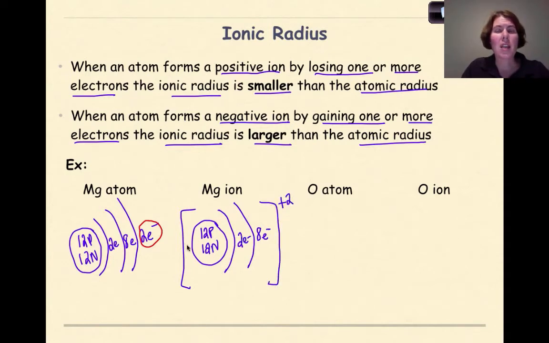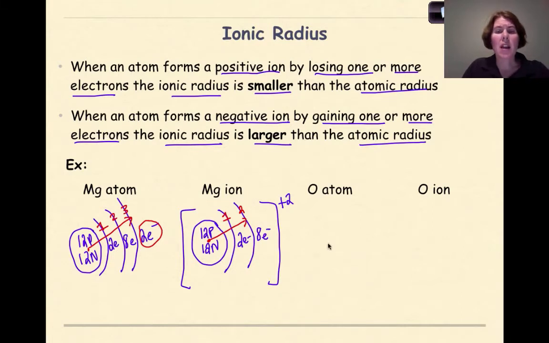What we're looking at is the change in atomic radius versus ionic radius. The atomic radius goes from the center of the nucleus out, in this case, to the third shell. The ionic radius is going to be smaller because we lost that outermost shell. So that's going to go from the center of the nucleus, but only to the second shell here. So 1 shell, 2 shells versus 1, 2, 3 shells. So when an atom becomes a positive ion, the ionic radius is going to be smaller than the atomic radius.